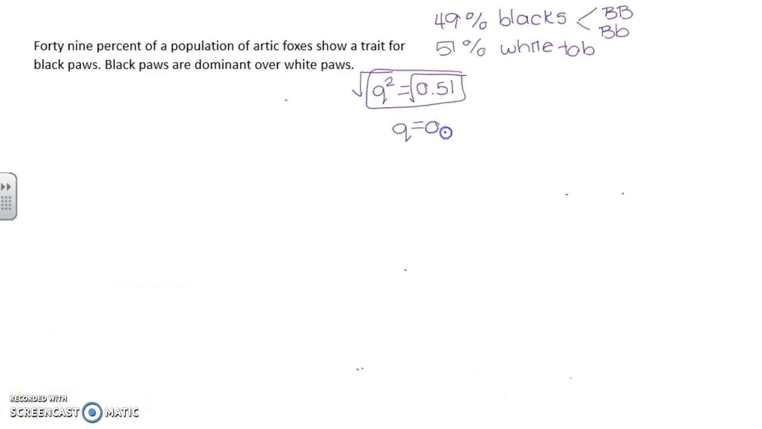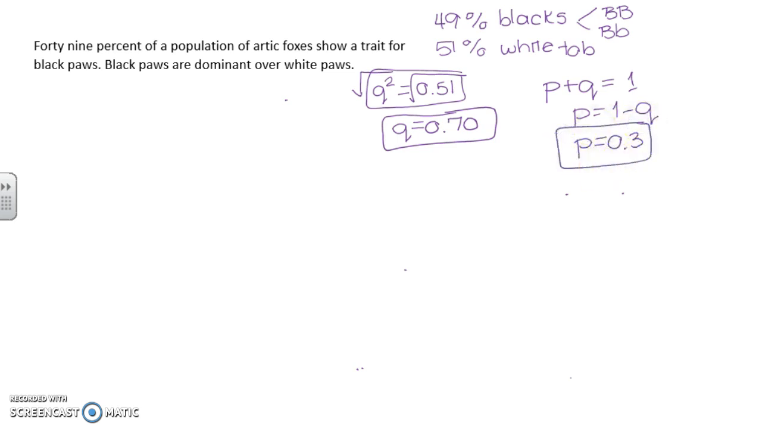So q is 0.70. It's supposed to be 0.714, but don't worry, just keep it at 0.7. So now I have q. Once I know q, I definitely know p, because p plus q equals 1, which means that p must be 1 minus q. So p must be 0.3.